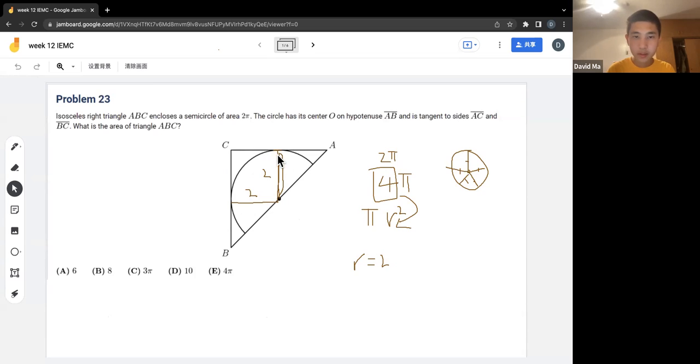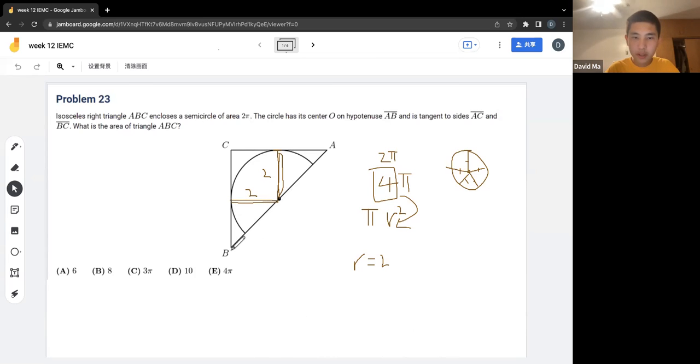So this part here is 2. This part here is also 2. Do you guys think you can figure out the answer now?